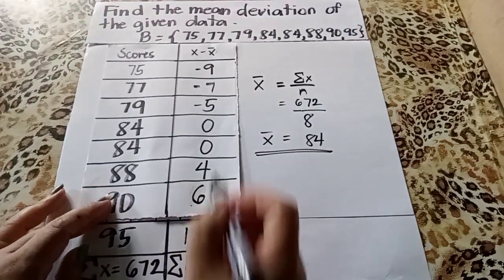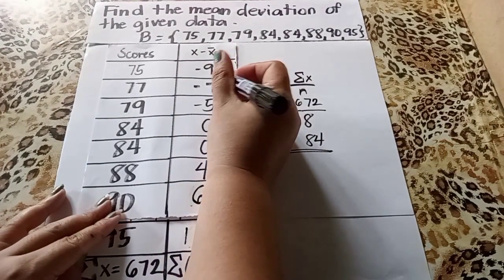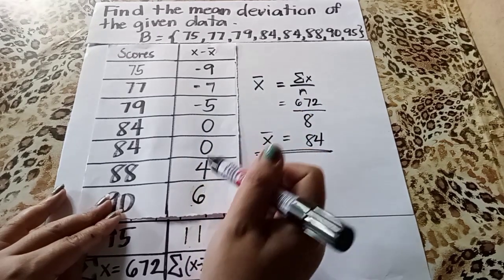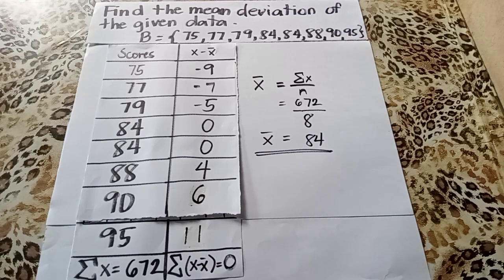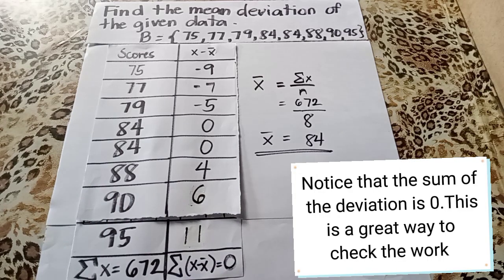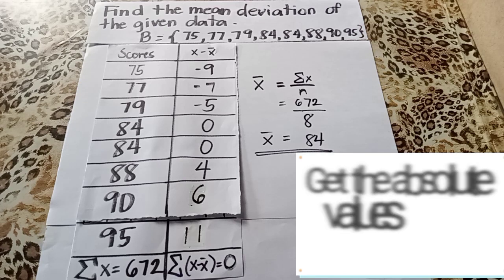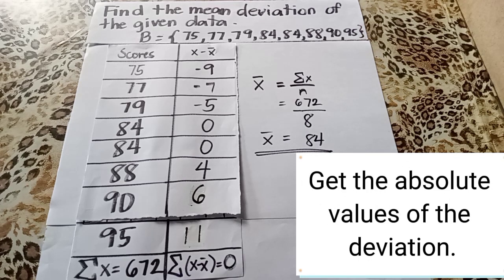Then get the summation of these values: negative 9, negative 7, negative 5, 0, 0, positive 4, positive 6, positive 11. That is equivalent to 0. So take note, class, that the sum of the deviations is equal to 0. This is a great way to check your work before proceeding to step 4, wherein we need to get the absolute values of the deviations in step 3.